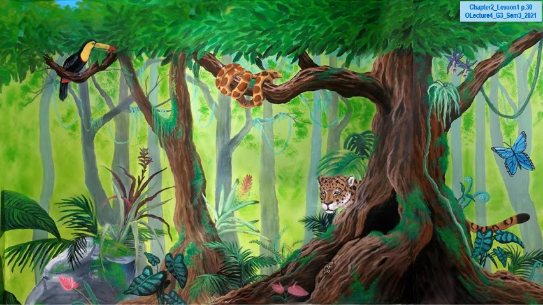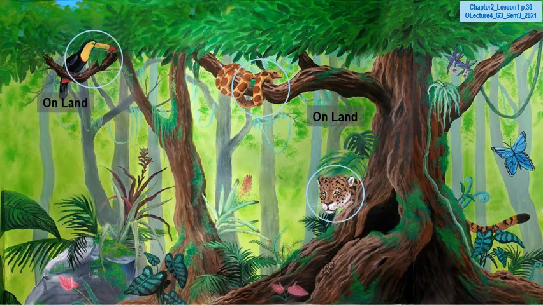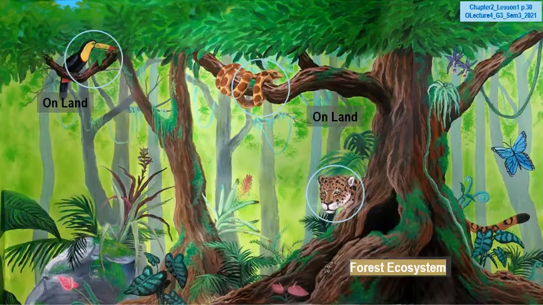Living things, such as the snake, the leopard, need a place to live and grow. The snake and the leopard are animals that live on land. This toucan is an animal that lives on land also. Toucans, snakes, and leopards are animals that share the sources of food, of water, and of oxygen in this forest ecosystem.